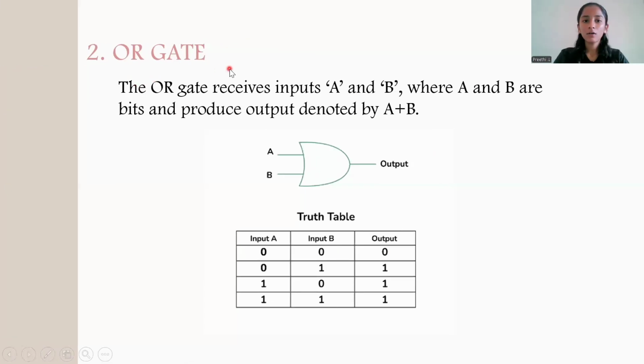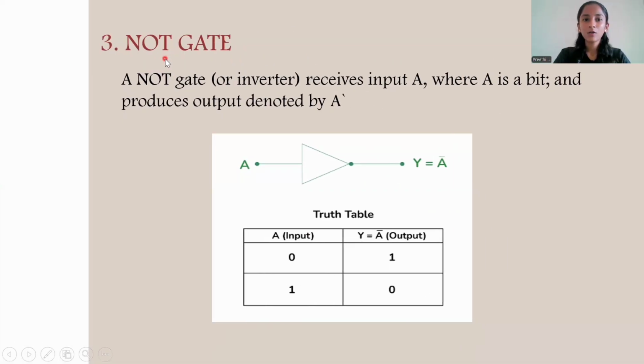And the second one is OR gate. Similar to AND gate, it receives the inputs A and B, where A and B are bits, and produces the output that is A plus B, which denotes logical addition. And this is the logical symbol of OR gate. Truth table: when both the inputs are low, the output is low. When any one of the inputs is high or when both the inputs are high, the output is high.